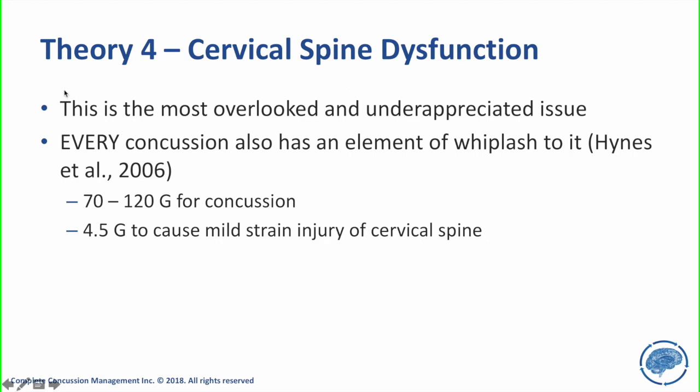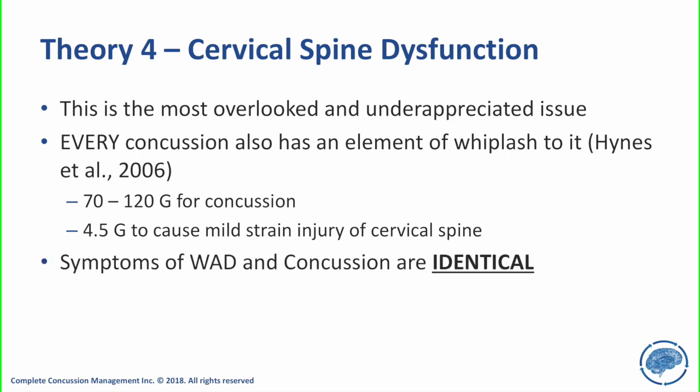So literally in every single concussion case, you're also going to get at least 4.5 Gs to the neck. So 70 to 120 Gs, there's no way you're not taking at least 4.5 Gs to the cervical spine. And that's enough to create cervical spine dysfunction, kind of that whiplash mechanism of injury. And the thing is, the symptoms of whiplash and the symptoms of concussion are identical. You cannot tell patients apart that have concussion and have whiplash.